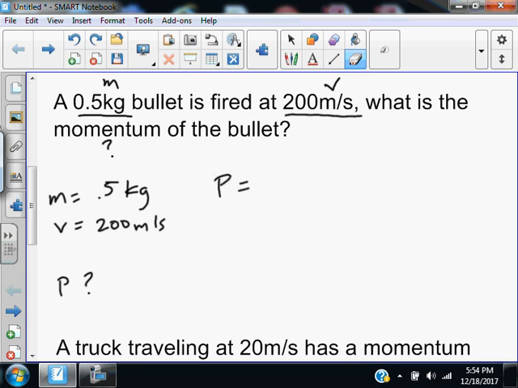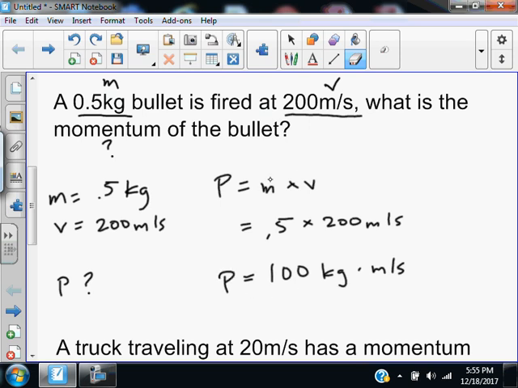So the equation for momentum is mass times velocity. If we replace this with our values, it would be 0.5 kilograms times 200 meters per second. And that's going to give us a momentum of 100 kilograms times meters per second is our answer for how much momentum this bullet had. So even though it had a small mass, because it had a large velocity, we still ended up with a large momentum. So this is about as straightforward as the problems can get, where you're just multiplying the mass times the velocity to find how much momentum an object had.